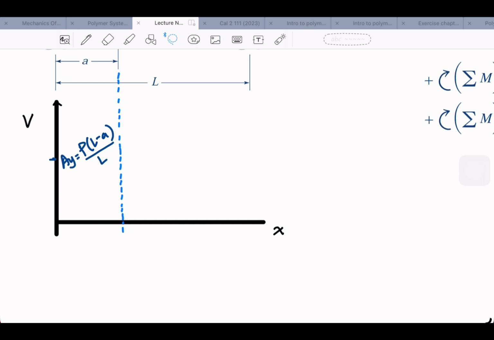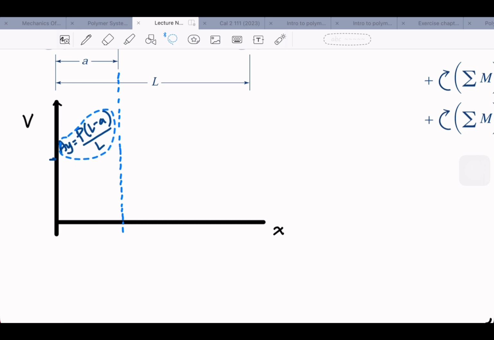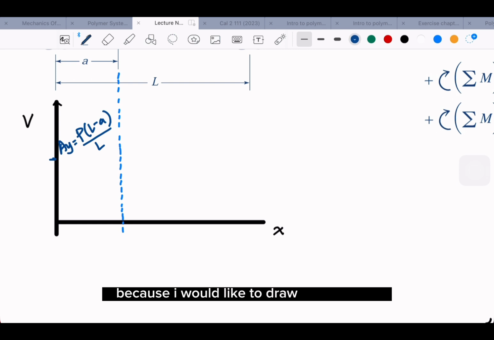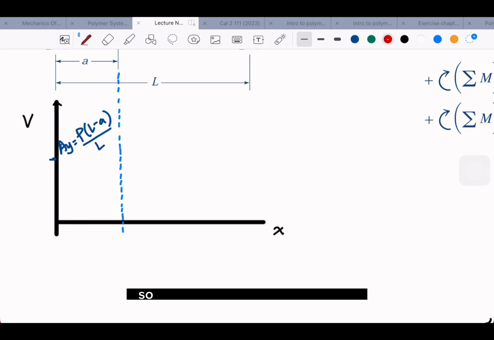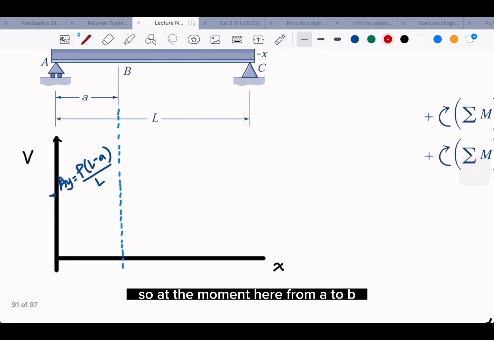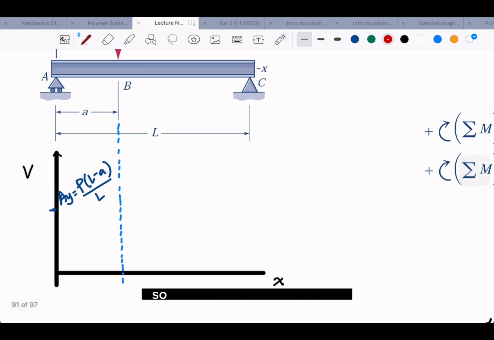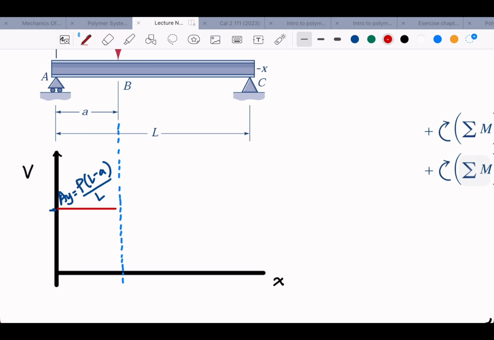Or maybe let me shift this a little bit to the top. Okay. Because I would like to draw the diagram. So at the moment here, from A to B, before getting the force P, we can assume that there is no change in the force. So let's make this force as it is.